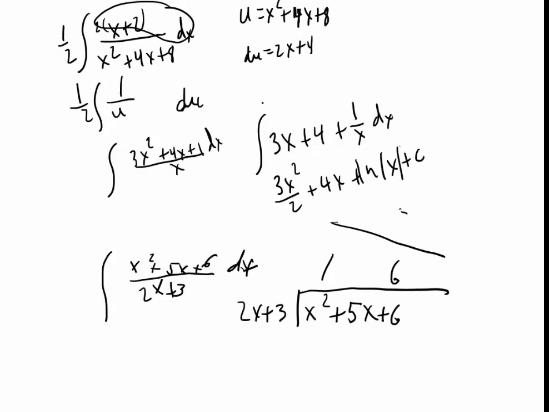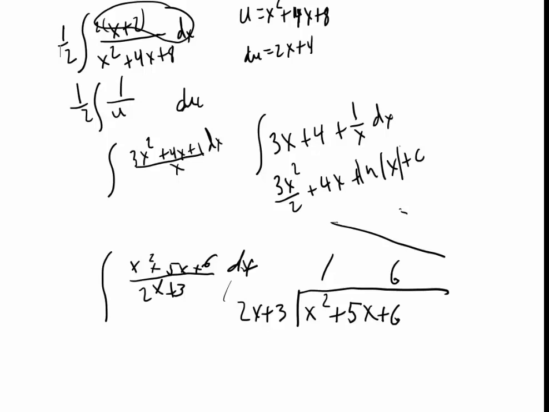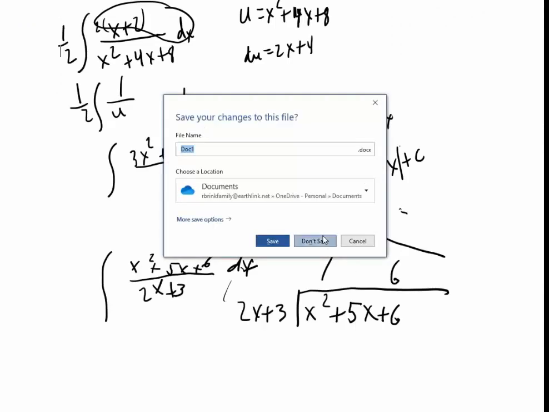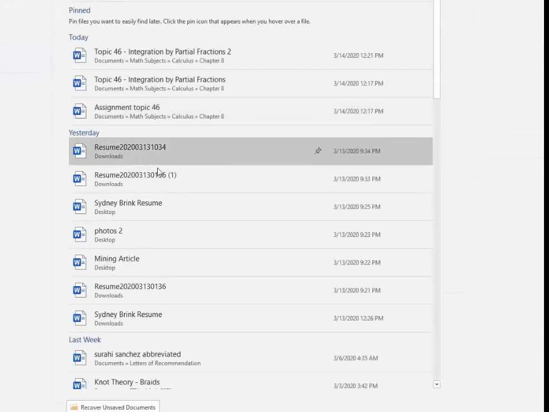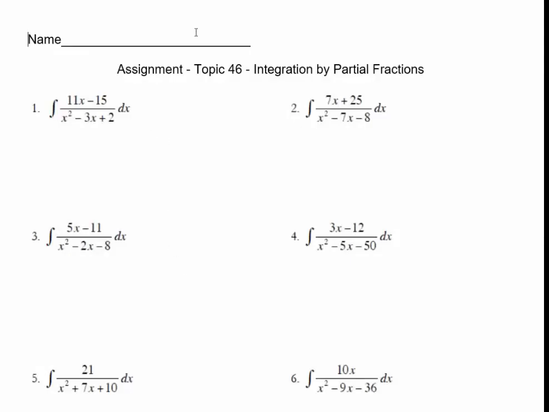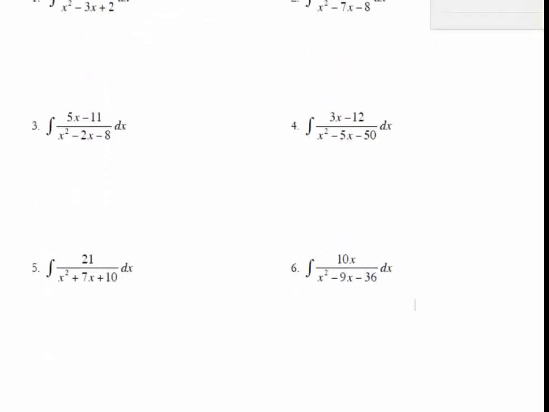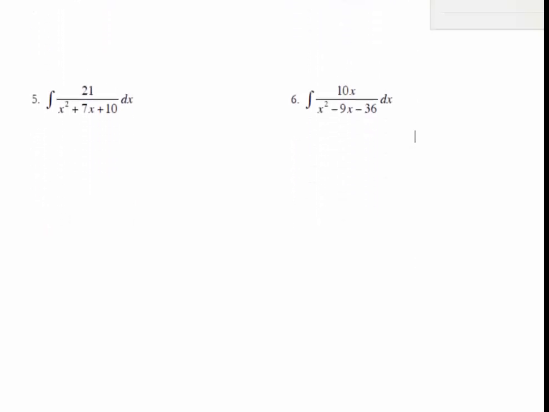So in that case, you'd have to multiply it out with long division. As far as your assignment goes, here is your assignment. Most of these are pretty simple, so what I recommend is to go through them. The ones on the front, the bottom isn't factored, so you'll need to factor those first. That's a good review of factoring.